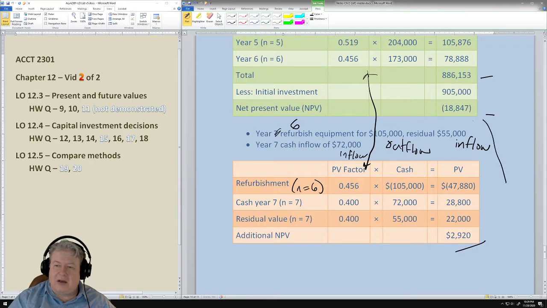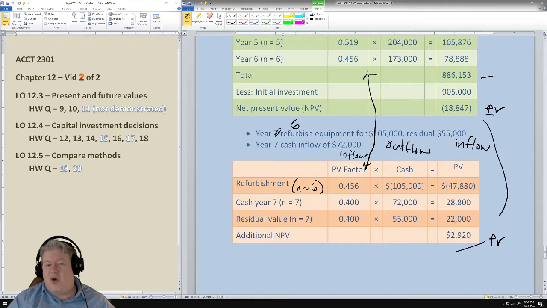However, this is a present value, and this is a present value. So we can net these, and it still comes out to be negative. In other words, refurbishing it and running it for an extra year and then selling it at the end of the year is still not enough to offset the amount of loss that we had in the first 6 years. Yes, it is positive in that year 7, but that doesn't offset the negatives in years 1 through 6. So overall, even if we said, oh, we could still refurbish it and run it 1 more year, nope, it's still a losing operation.